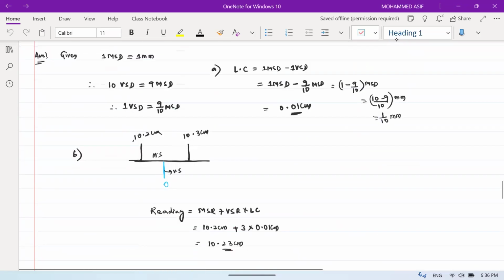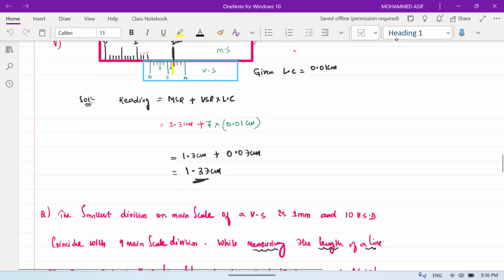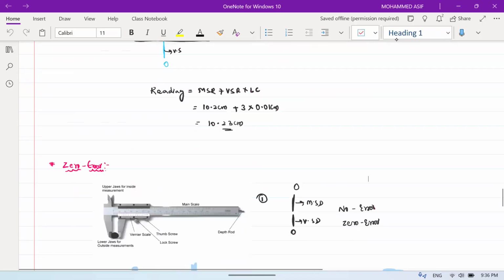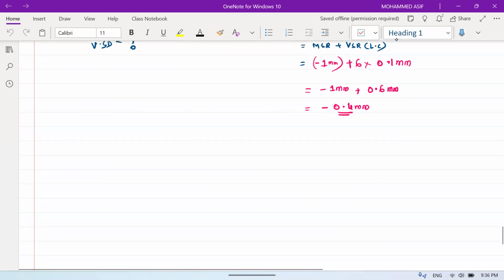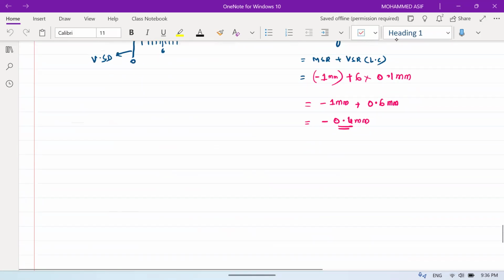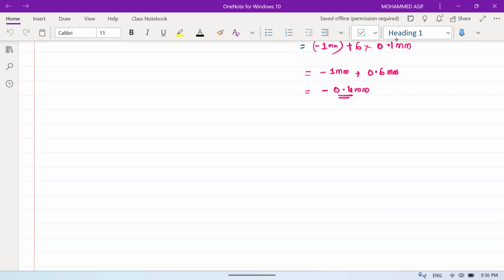So yesterday we just completed your vernier calipers introduction and some of the basic problems. I hope you have been clear with the concepts. Let us try to do some more problems related to this topic. Then we will start with the next instrument, that is your screw gauge.